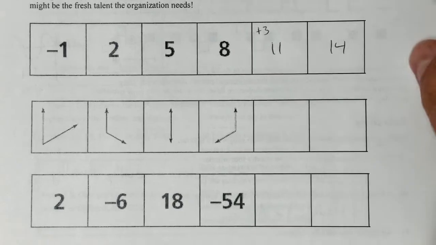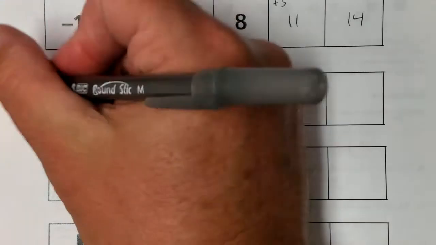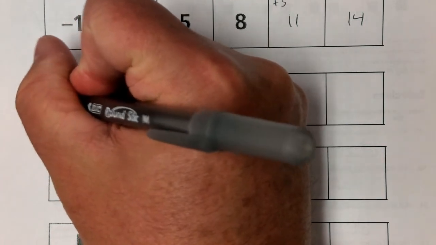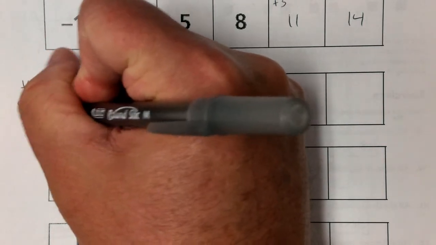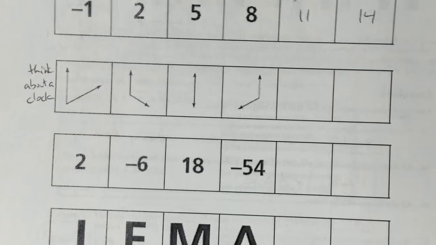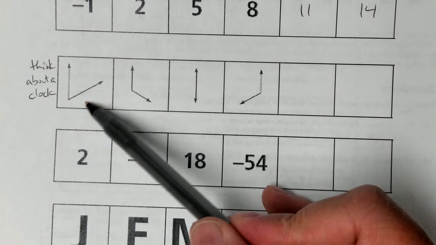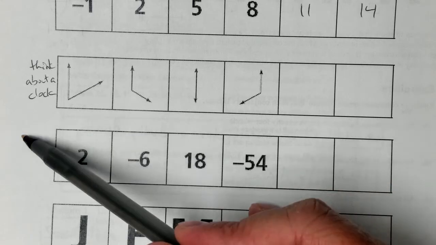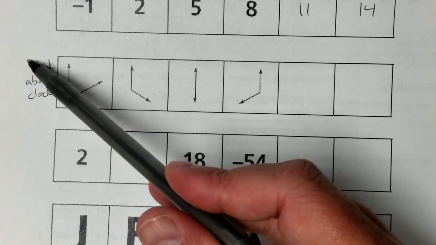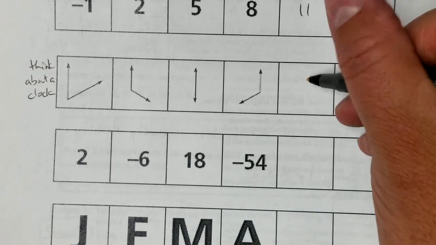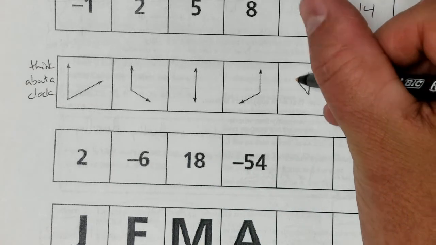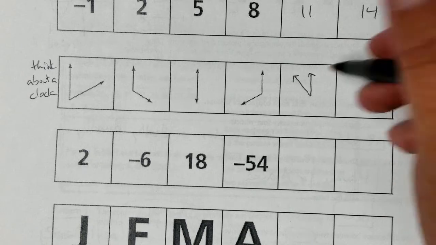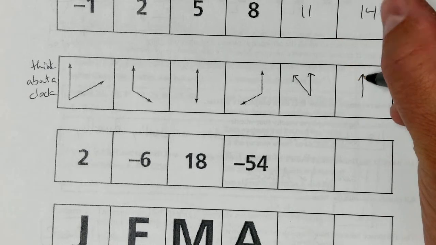Now this one, the easiest way to think about this is think about a clock. Like an old-fashioned clock, not a digital one. So it's pointing here, and then it's pointing down, then it's straight, and then it's over here. So then the next one would be up here. And then, just like at 12 o'clock, it'd be straight.